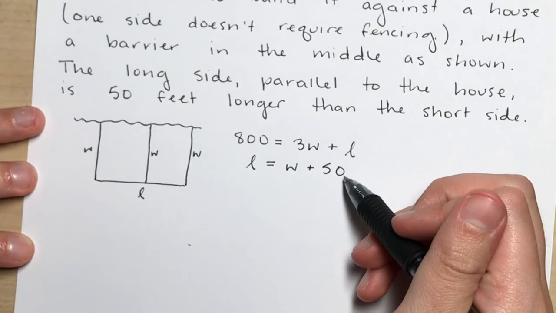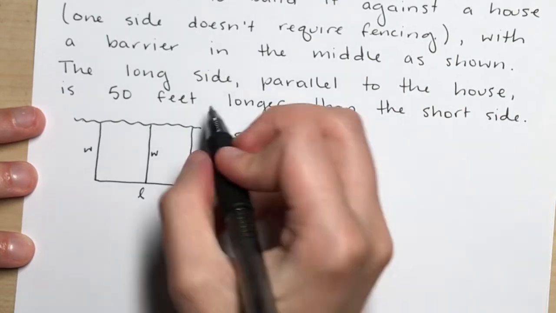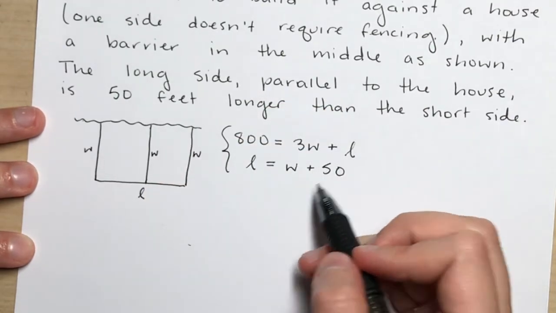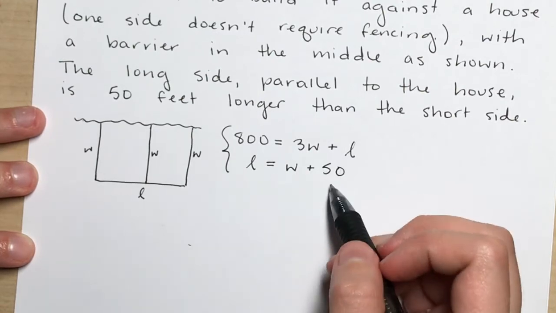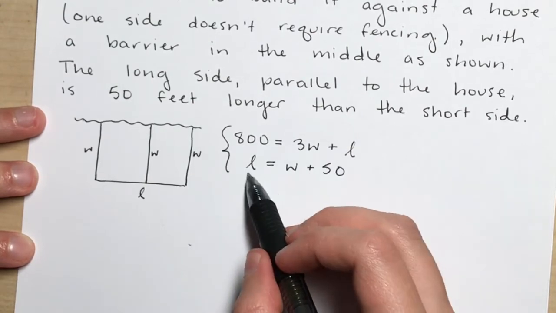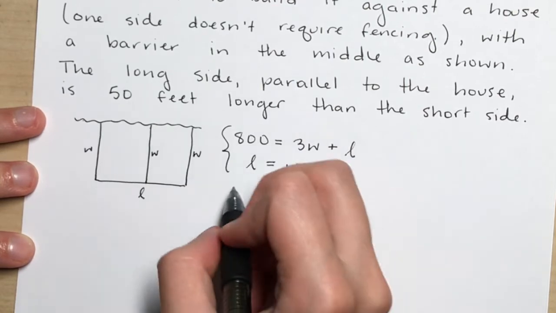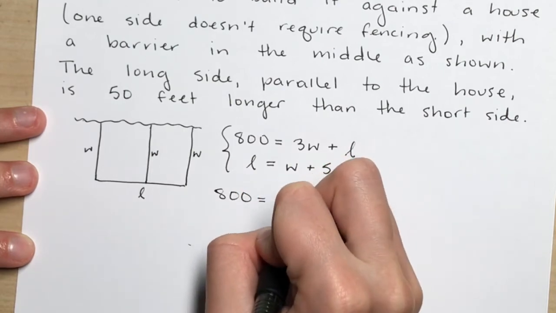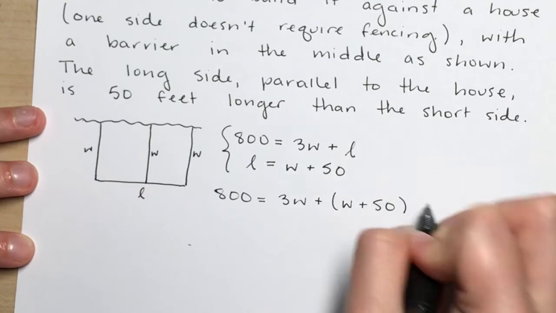Great. Now we can use this to solve our system. This is our system here. Do we want to use elimination or substitution? Well, it looks like we're pretty easily set up for substitution, so let's go ahead and substitute in for L. We have L on its own already, so we can substitute for L. So that would give us 800 equals 3W plus, instead of L, we want to replace that with W plus 50.